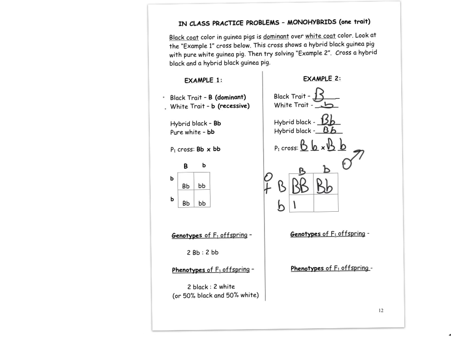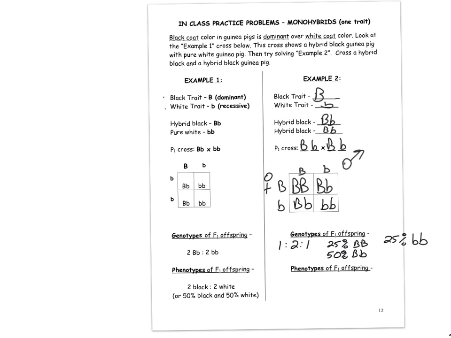So as we look at the possible combinations, the genotypes of the offspring are going to be in the ratio 1 homozygous dominant to 2 heterozygote to 1 homozygote recessive. Another way of saying it is that we can have 25% homozygous dominant, 50% heterozygote, and 25% homozygous recessive.